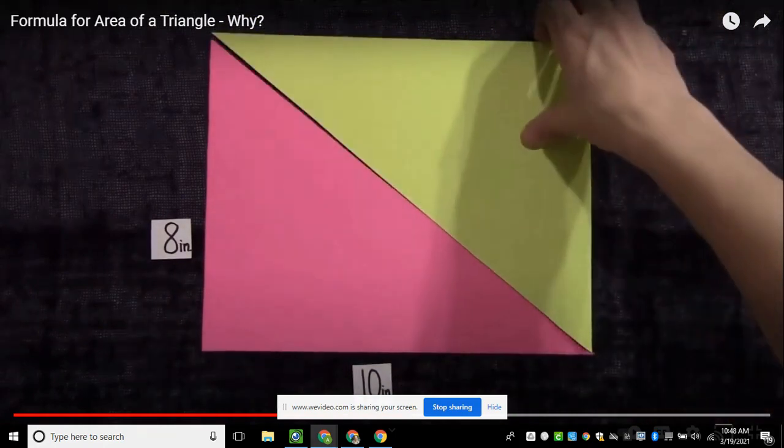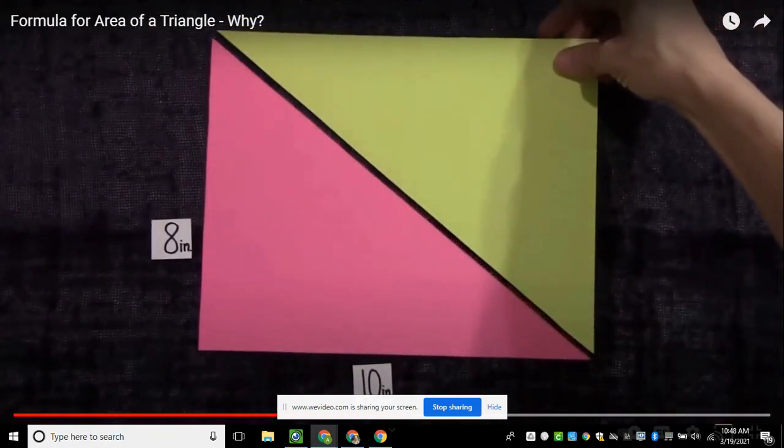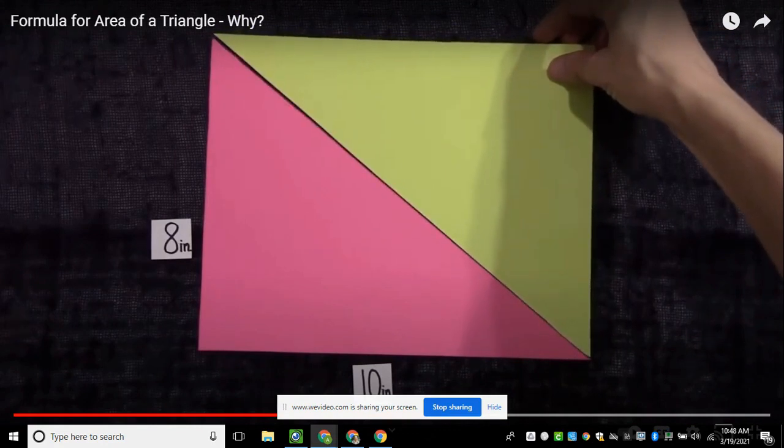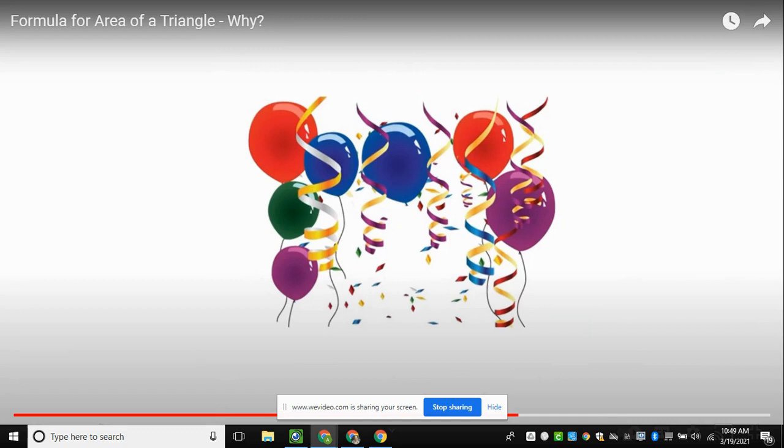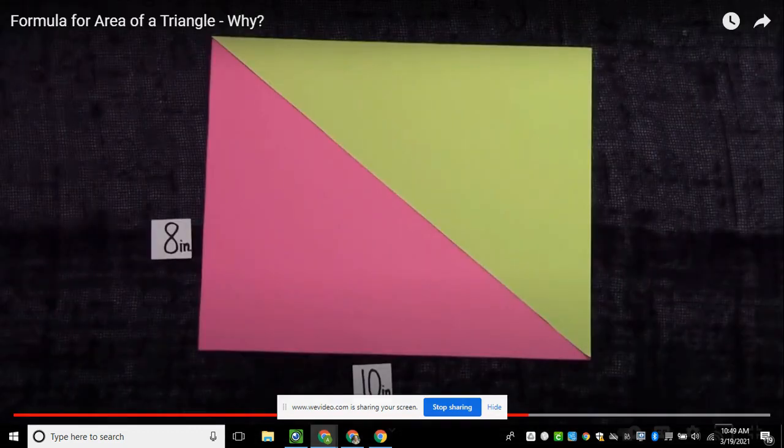Now, if I line these up with their hypotenuses completely touching, you see I now have a rectangle with a length of 10 inches and a width of 8 inches. So you see it takes 2 of the triangles here to make this rectangle. Therefore, the area of this right triangle is going to be 1/2 the area of this rectangle. There it is, the 1/2 from the formula of area of a triangle. Area equals 1/2 base times height.